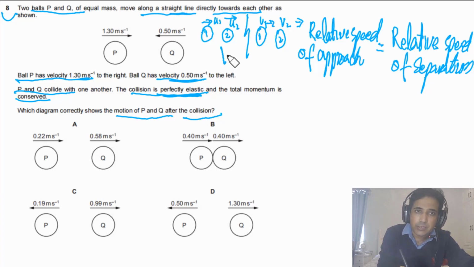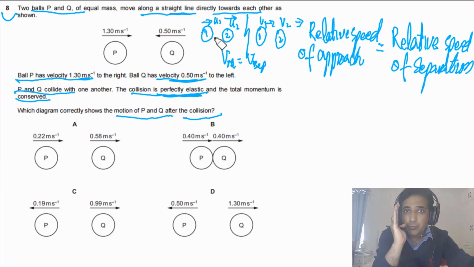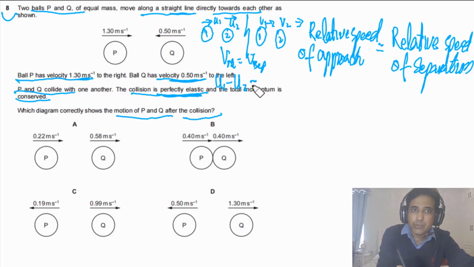So in this case, if this is a perfectly elastic collision, the relative speed of approach has to be equal to the relative speed of separation. So how can we write down the relative speed of approach for these two balls? In this case, approaching speed is u1 minus u2. And how about this one? Relative speed of separation has to be equal to v2 minus v1. So this is how you can write it down.